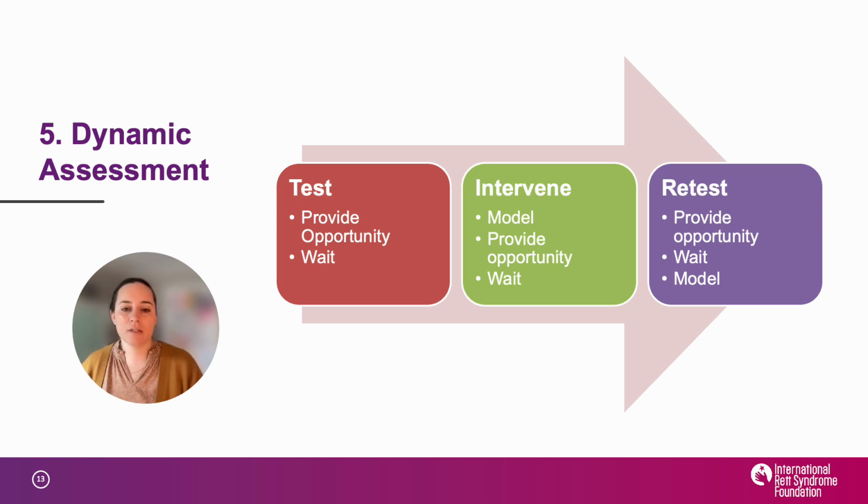And then step two is to intervene. So maybe use some modeling and providing more opportunities and wait time for the individual to do so. Wait time is particularly important with individuals with Rett syndrome who may have challenges regulating their body and may have challenges with apraxia, right, motor movements that require more time to align the body in a way that they're able to perform whatever motor movement it is that they're intending to do.